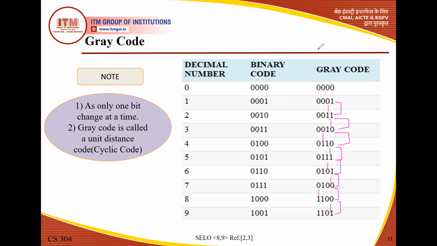a single bit change. That's why gray code is called a unit distance code, and a cyclic code, because there is a 1 bit change, that is unit distance code, as only 1 bit changes at a time. The important point is how we can convert; we can discuss this in the upcoming slide. The important thing is that in gray code, there is only a single bit change at a time when we compare two consecutive gray codes. So that's why it is known as unit distance code and cyclic code.